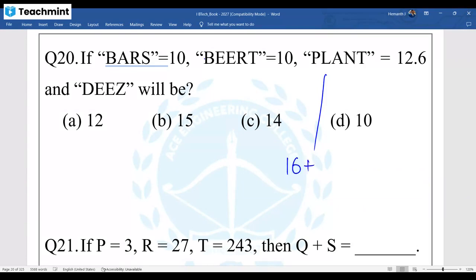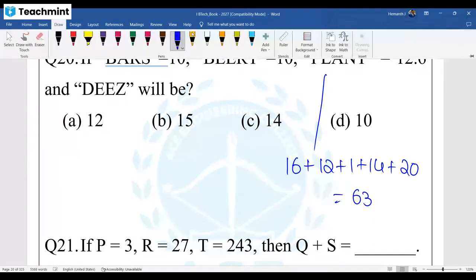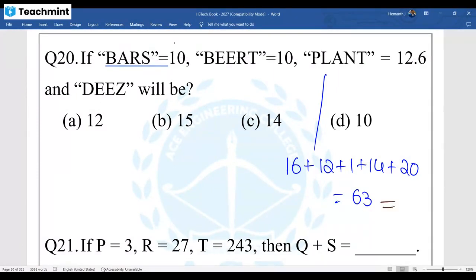16. Then L, A, N, T. 16 plus 14 is 30. 30 plus 20 is 50. 62 plus 1, 63. We have 63, right? But what are you thinking about the logic? Divide by 4 will give 15.75. But what they gave is 12.6. So that will be possible when you divide 63 by 5.